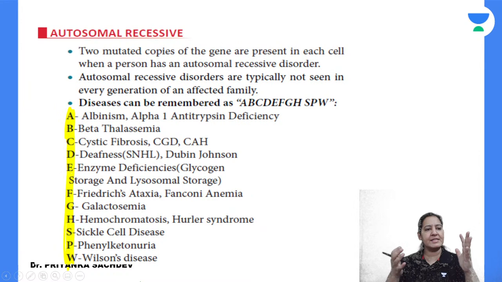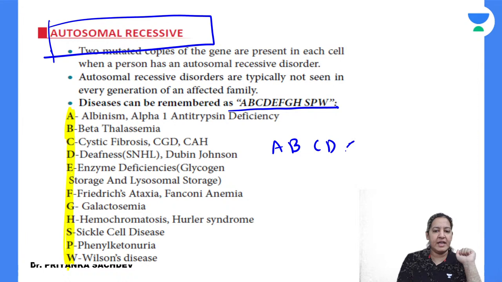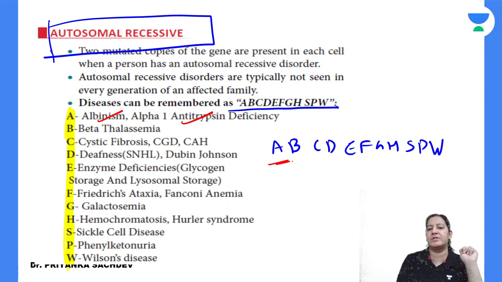Give me a mnemonic for autosomal recessive. Many diseases are autosomal recessive, so the mnemonic is big. The mnemonic is A, B, C, D, E, F, G, H, S, P, W. This is the mnemonic in front of you. So what is A? A stands for two diseases: albinism and alpha-1 antitrypsin deficiency. Both are A. B is beta thalassemia.